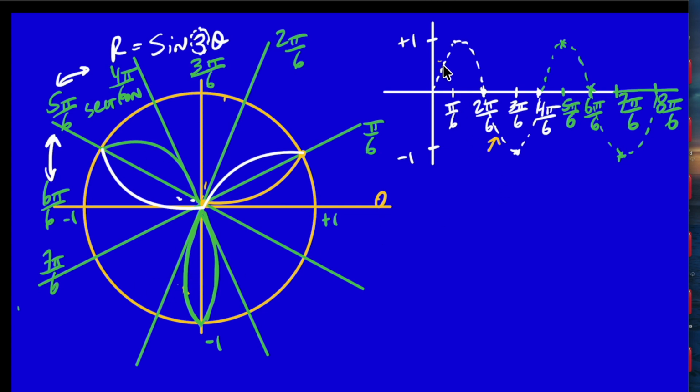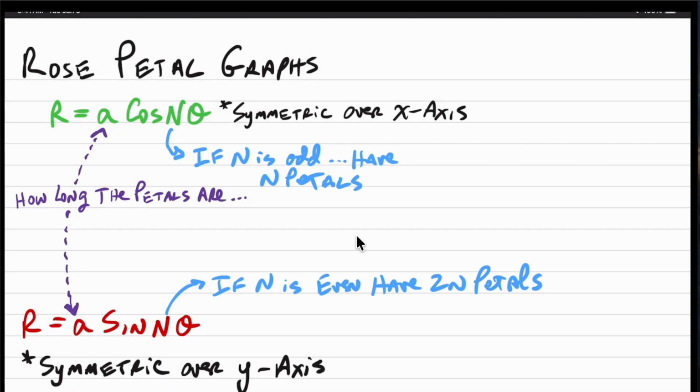It did take 1.5 periods to graph it. Folks, when you have rose petal graphs, they're going to look like this. r equals a cosine of n theta, or r equals a sine of n theta. This a value refers to how long each petal is going to be. So in other words, this distance from the pole to the end of the petal. The n value tells you how many petals there are.